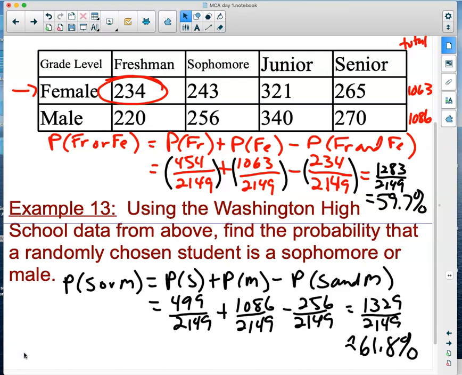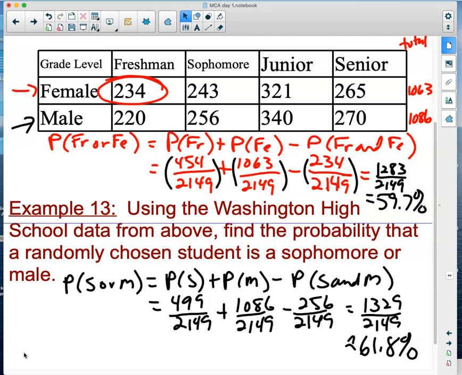For this one, if we want the probability that they're a sophomore or a male, we have to figure out the probability that they're a sophomore, add that to the probability that they're a male, and then subtract anybody that was counted twice, which would have been the sophomores who are males. So again, there's addition that takes place here as you add up the column that has sophomores for the probability that they're a sophomore, and then you have to add up the males, which would be the second row, which I already had the total up there earlier for that. And then your sophomores that are males, those are going to be 256 out of 2,149. Again, most likely you would look down and see percentages, and that is 61.8%.